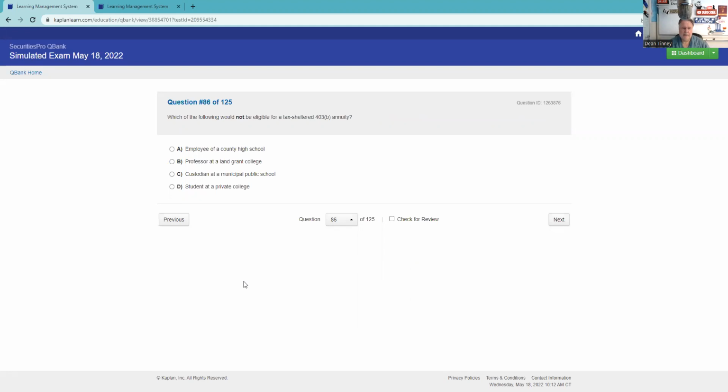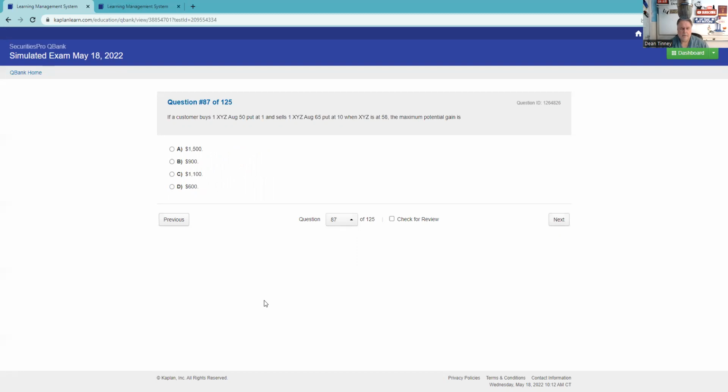Which of the following is not eligible for 403(b)? Not the student. You're definitely going to get who qualifies. It's not the students. It's people who work for either the educational institution or the 501(c), the charitable organization. They're using tax sheltered money, meaning pre-tax money. They have a zero cost base, so everything coming out is taxable.